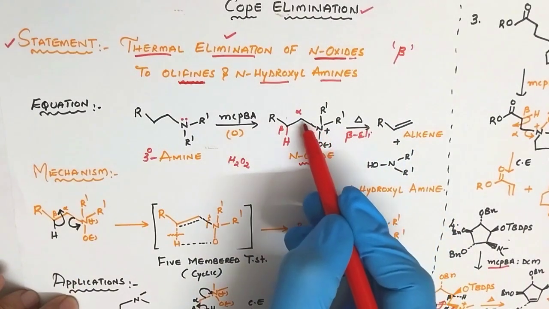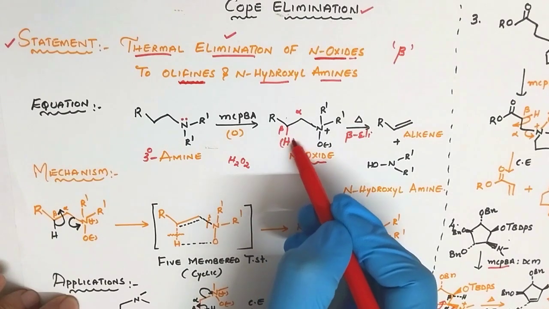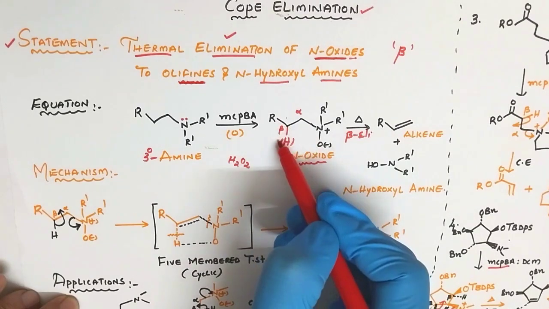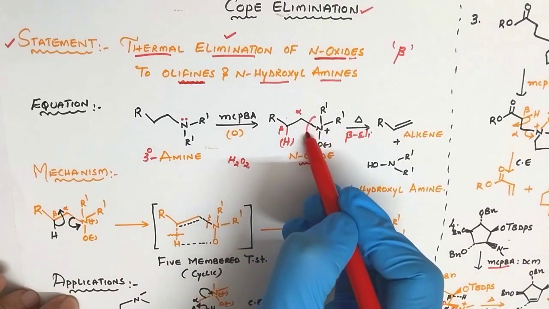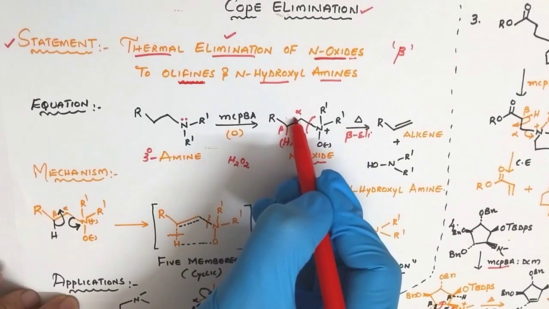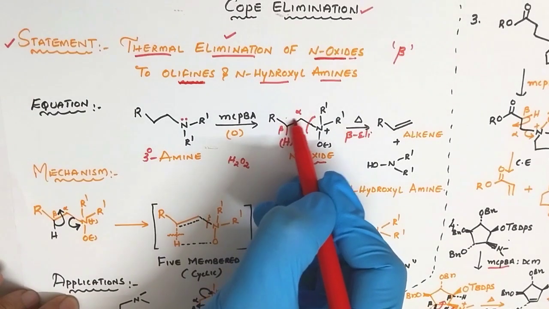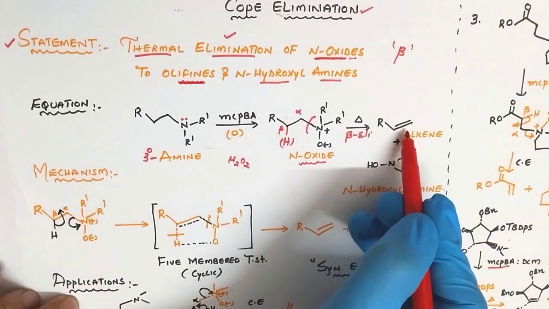With respect to nitrogen, this is alpha carbon, this one is beta carbon. Beta carbon is having hydrogen or not? From the beta carbon, hydrogen will be removed. From the alpha carbon, this nitrogen moiety will be removed. Thereby what happens? We will come up with a pi bond here or not? So that product is olefin or not? See, that is the olefin.